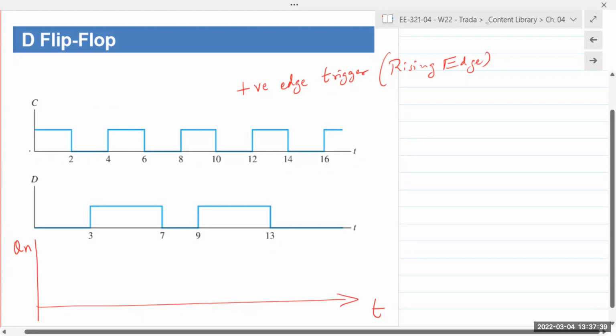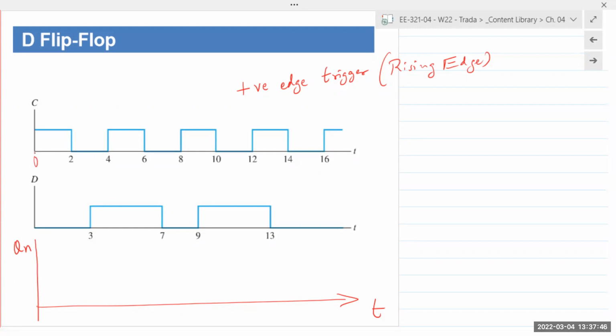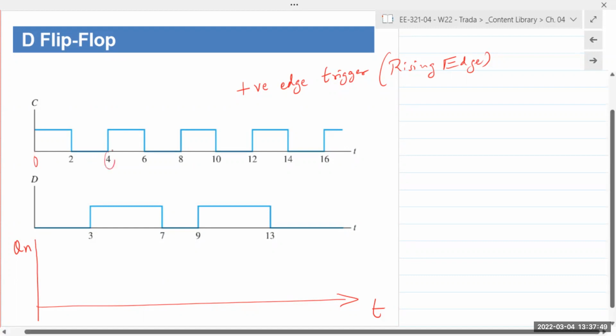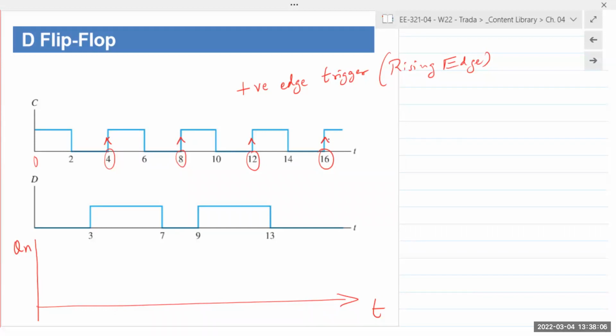We don't know what was before 0. We assume it was going to stay in that state. We don't know. If it was 0, then it would have stated, but it doesn't say that. So 4, 8, 12, and 16. These are the 4 places where you have a positive transition taking place, a rising edge. So these are the 4 instances where the D flip-flop is going to connect the input to the output.